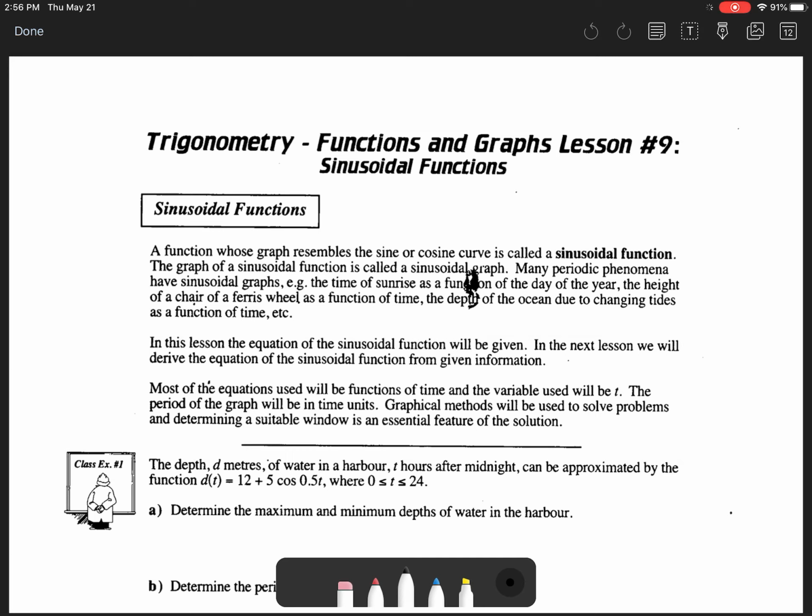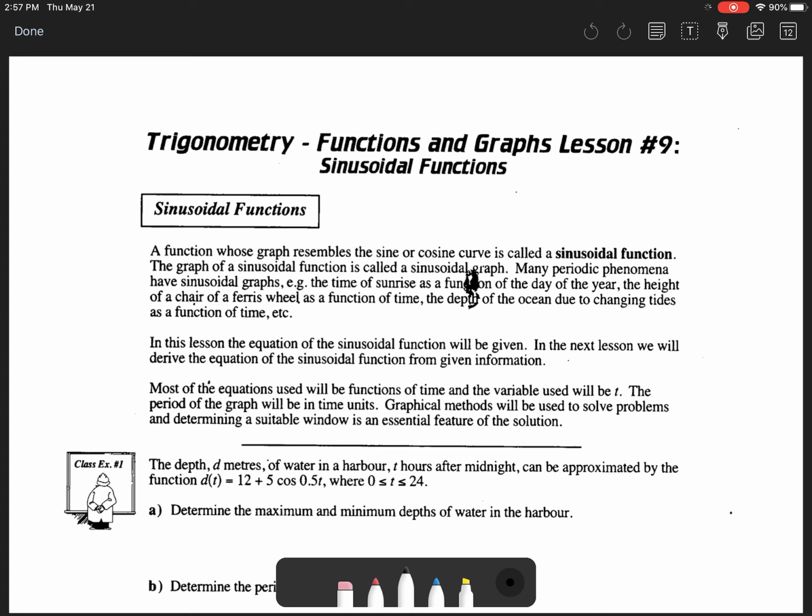Okay, so it says a function whose graph resembles a sine or cosine curve is called a sinusoidal function. The graph of a sinusoidal function is called a sinusoidal graph. Many periodic phenomena have sinusoidal graphs. So examples are the time of sunrise is a function of the day of the year. The height of a chair of a Ferris wheel is a function of time. The depth of the ocean due to changing tides is a function of time, etc.